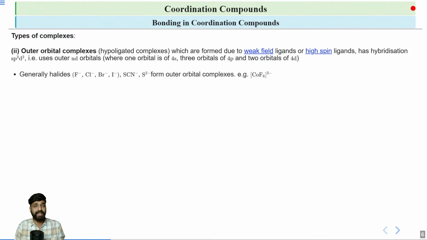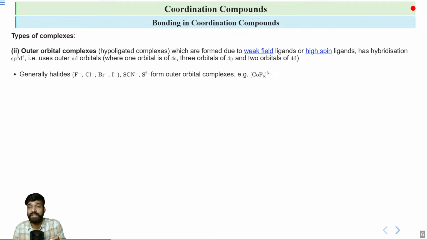For example, if we take halides such as fluoride, chloride, bromide, iodide, and then sulfide S2 minus, they are all forming outer orbital complexes. The reason is that they are all weak field ligands, and they will not pair up the electrons. A quick example would be CoF6 3 minus, where cobalt is present in the +3 oxidation state. So I am giving you the point: no pairing of electrons will take place because of the weak field ligand.